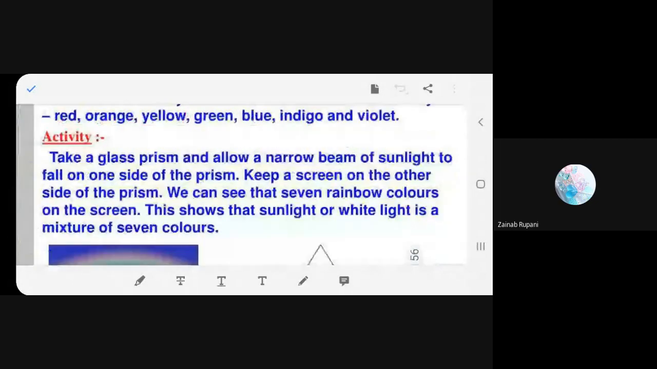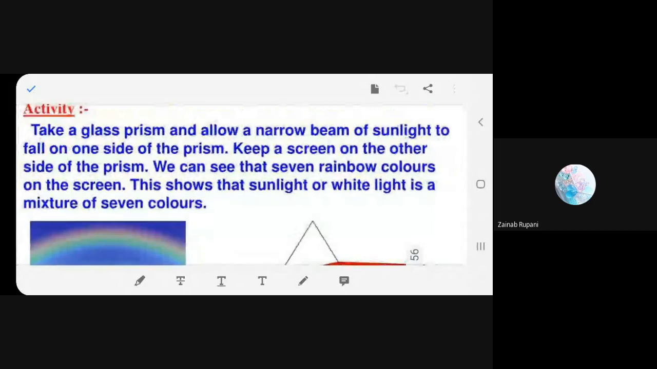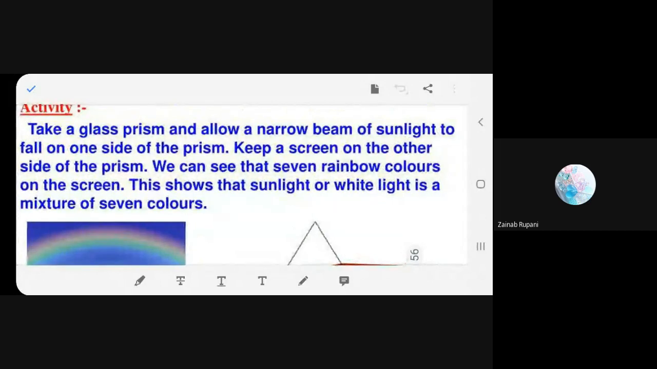Okay. I will do the activity. Please read, beta. Activity. Take a glass prism and allow a narrow beam of sunlight to fall on one side of the prism. Keep a screen on the other side of the prism. We can see the seven rainbow colors on the screen. This shows that the sunlight or white light is a mixture of the seven colors.